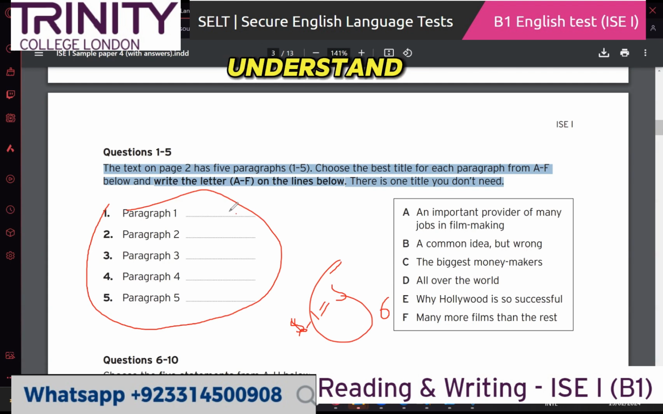Mohit, do you understand? Yes, ma'am. Okay. Then moving further, we have 6 to 10.